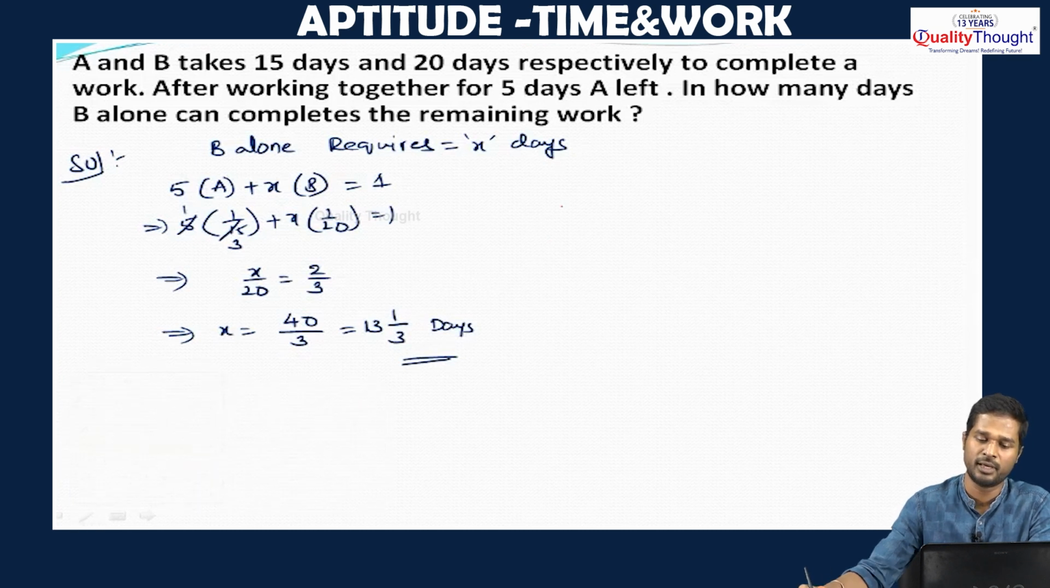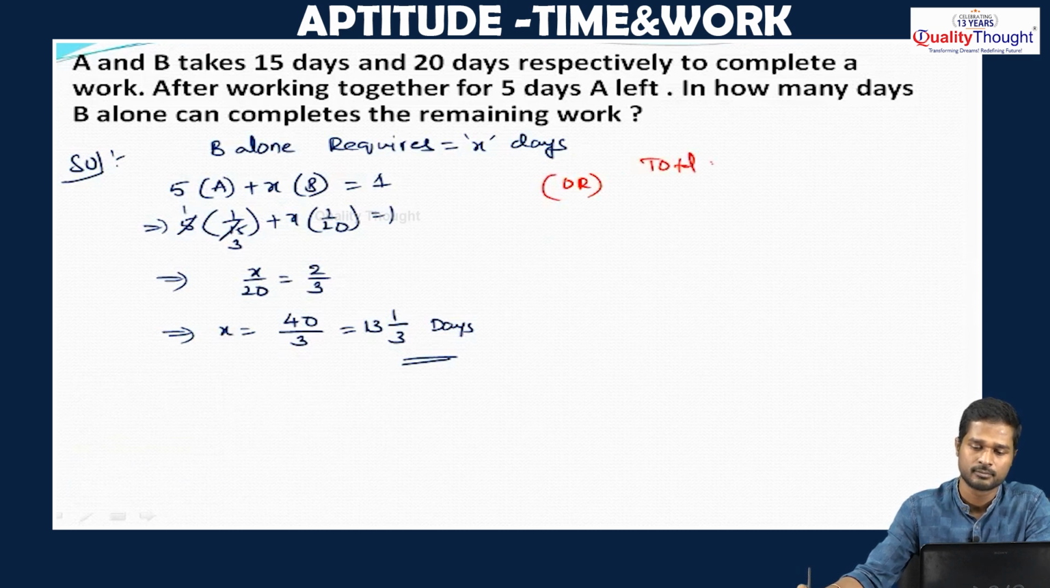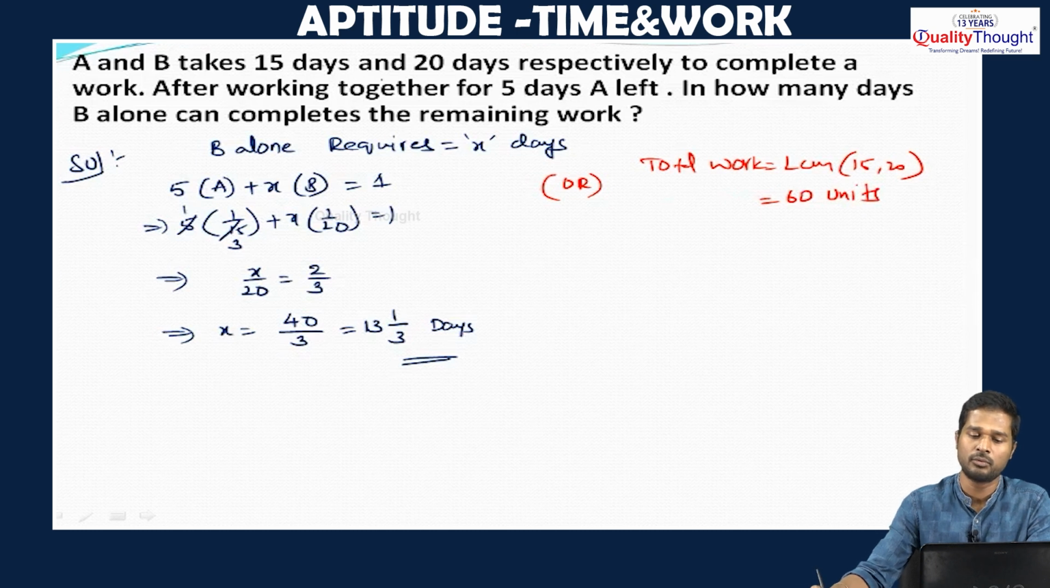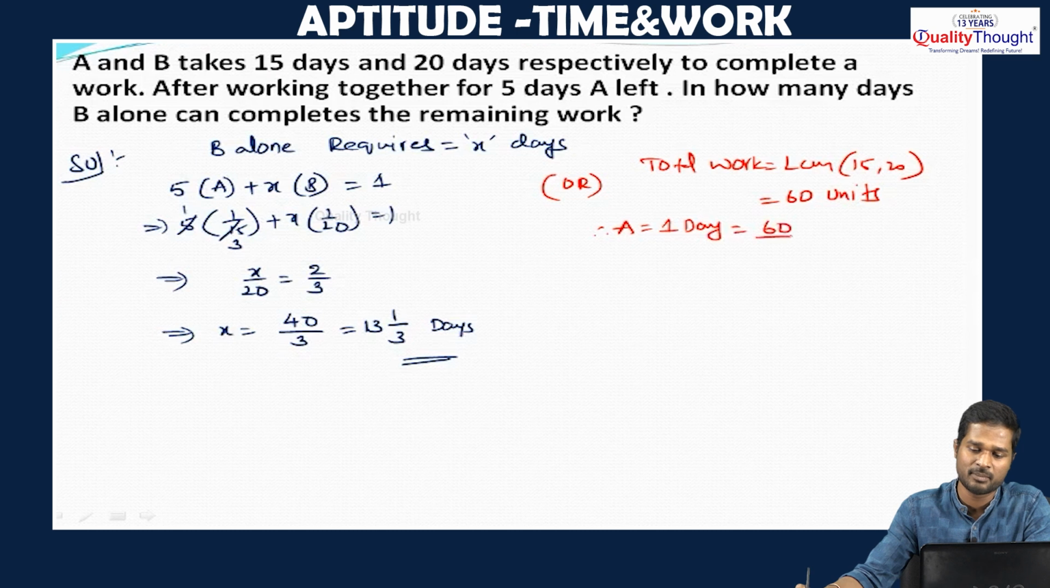Let us see the same question in another method. Now, total work is the LCM of 15 and 20. So this is 60 units again. So the LCM of 15 and 20 is a total of 60 units. Now A will work for 15 days. To complete the work, A will take 15 days, and he worked for 5 days. So every day, how much work will he do? So 1 day work is 60 by 15, that is 4 units. A will do a work of 4 units every day.